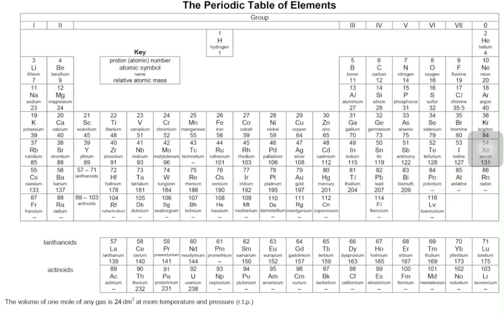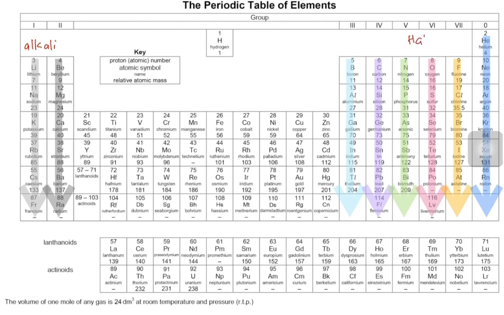We know that in the periodic table of elements, group 1 is the alkali metals because they make alkaline solutions. Lithium, sodium, potassium are the most common alkali metals. They have one electron in the last shell, while group 7 is known as the halogens. All the halogens in group 7 have 7 electrons in the last shell.